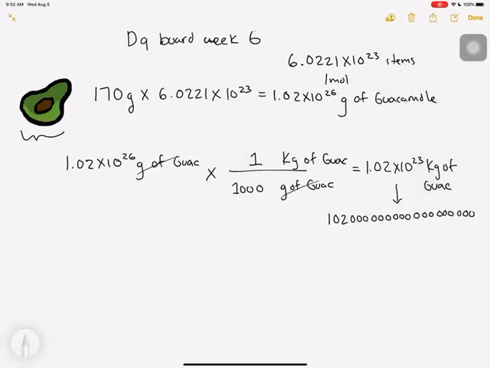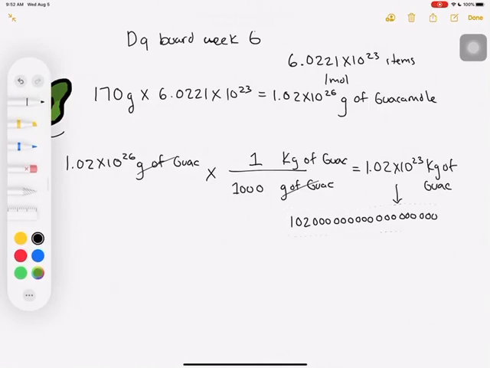So let me just move this over here. And how many more zeros do I have left in here?